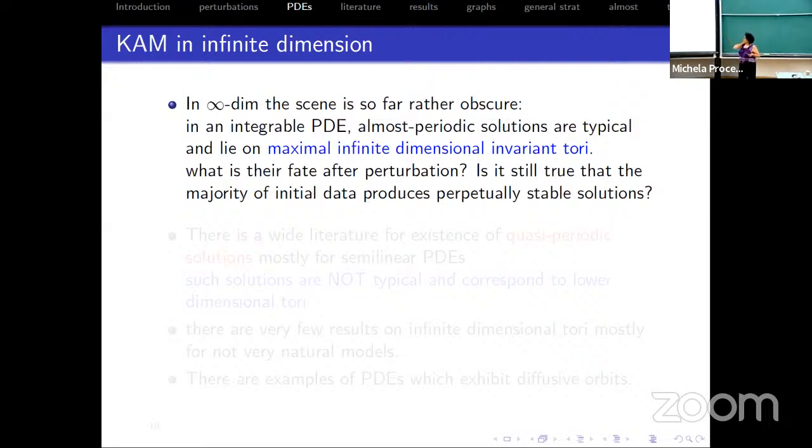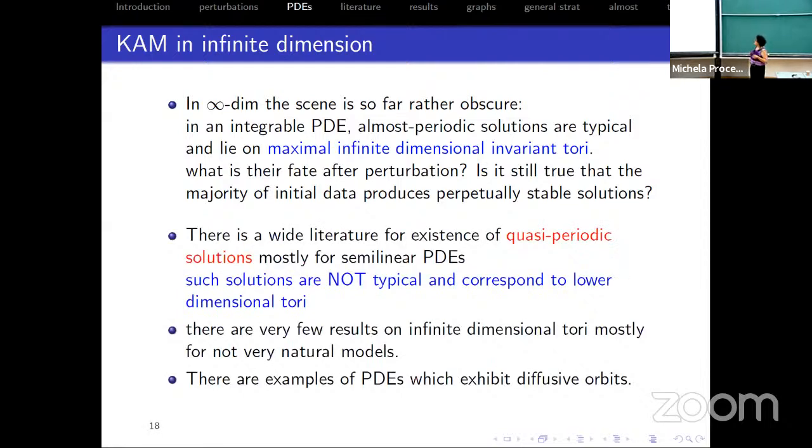So you know that if the equation is integrable, typical solutions are on infinite tori, which is reasonable. They are the maximal tori. But when you add the perturbation, so when you get out of the integrable setting, essentially you don't know. There is no result of this type.